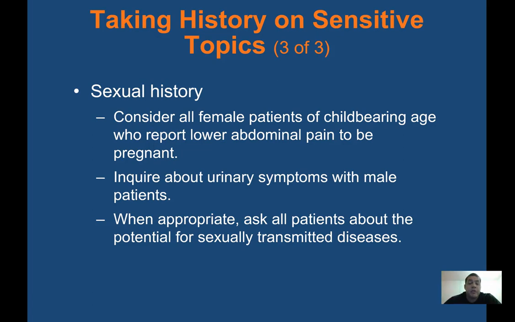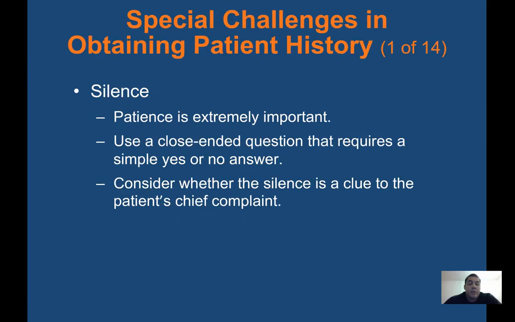Sexual history. Consider all female patients of childbearing age who report lower abdominal pain to be pregnant. Inquire about urinary symptoms with male patients. When appropriate, ask all patients about the potential for sexually transmitted diseases. Special challenges in obtaining patient history. Silence. Patience is extremely important. You have to be able to let patients answer questions.